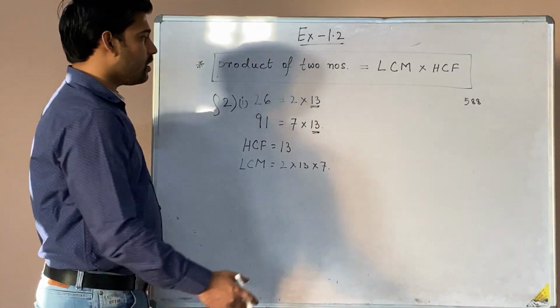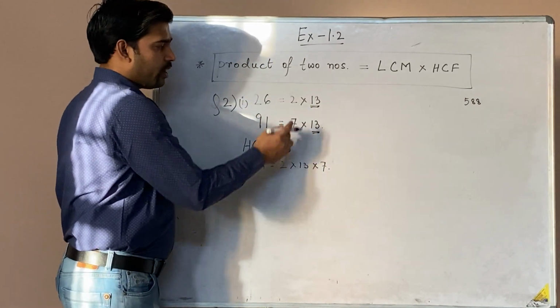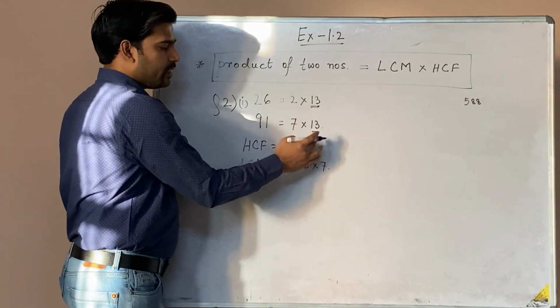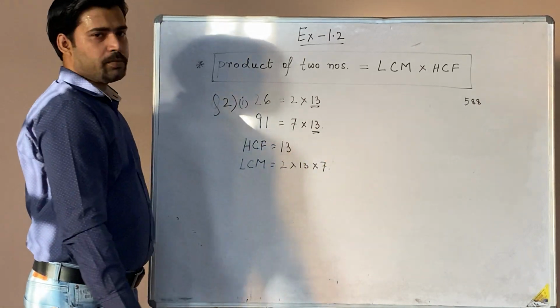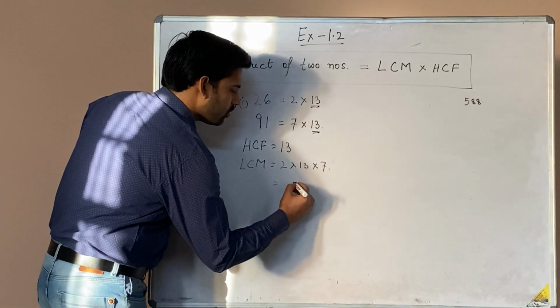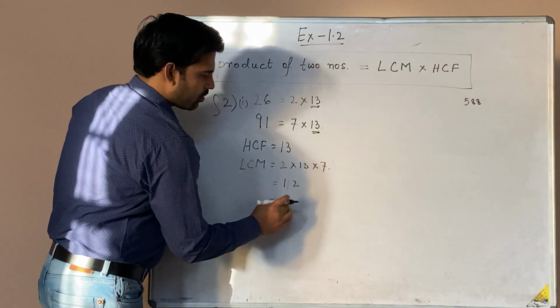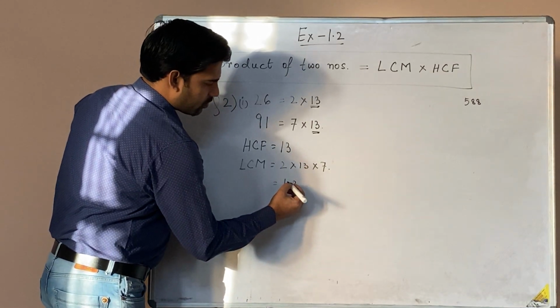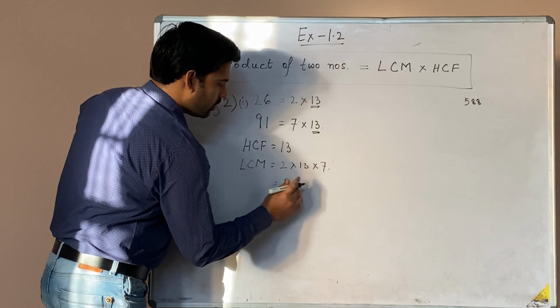It doesn't matter from here or from here, it doesn't matter. So you will go with the highest power. The highest power of 2 is again 1, 13 is also 1 and 7 is also 1. So 2 into 13 into 7 is basically what? The LCM. Take this as 26 into 7, which is 182.